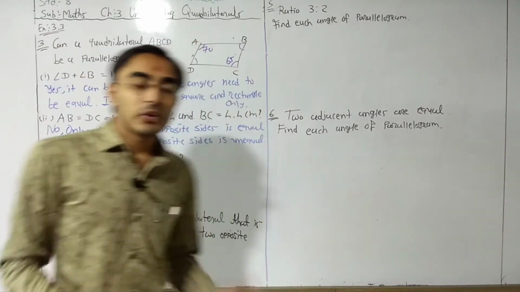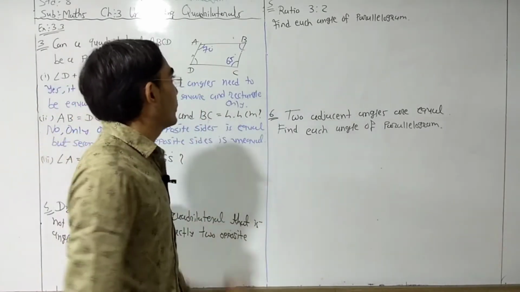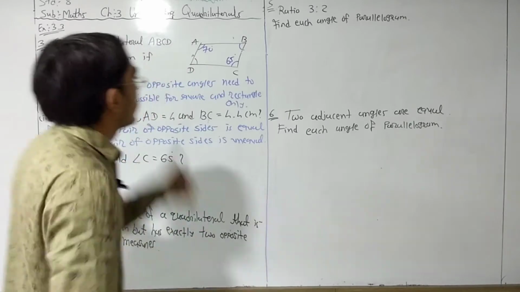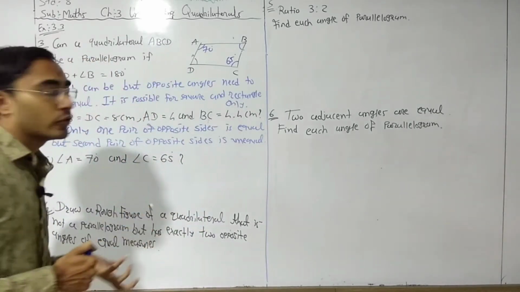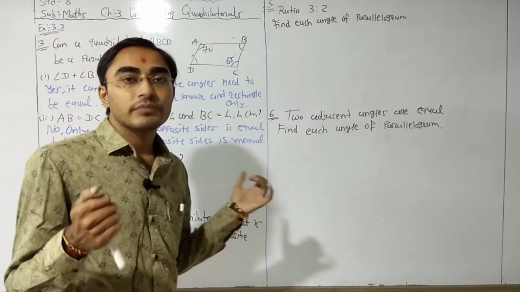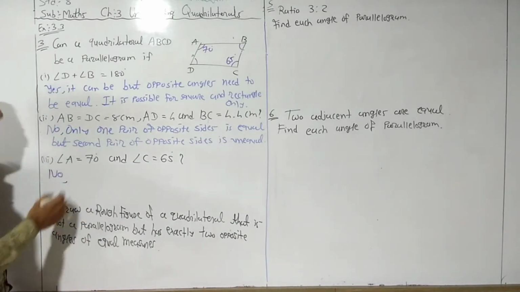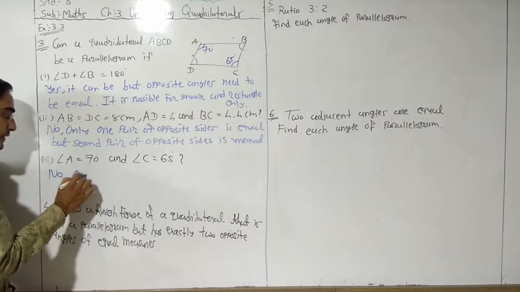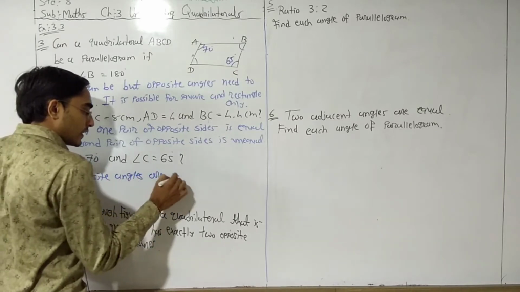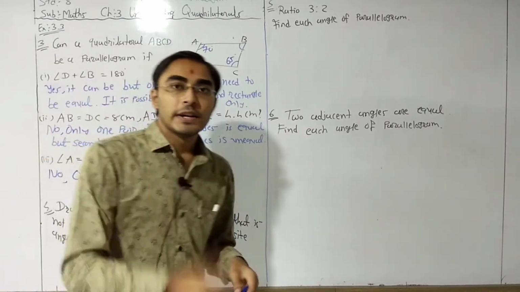But for the parallelogram, what do we want? We want opposite angles to be equal. But here we have different measurements, 70 and 65, right? So this is not possible for the parallelogram. From here we can say that this condition is not possible. That means our answer is no, because opposite angles are not equal. The reason: opposite angles are not equal. That's why this condition is not possible.